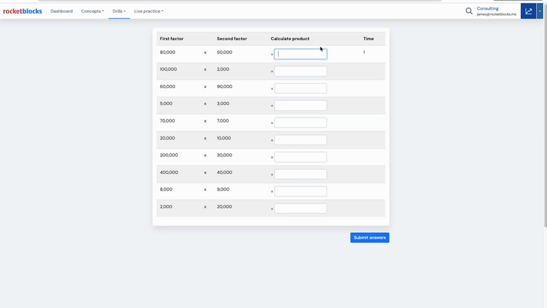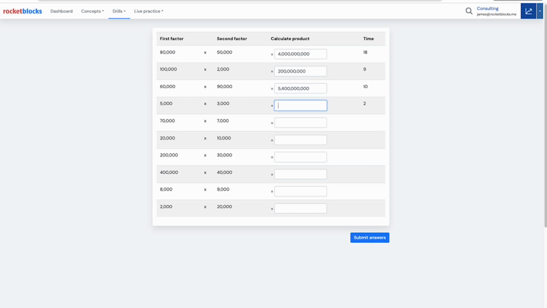I'll do this first set using the zeros method and see how I can do for accuracy and time. So using zeros, I'm going to say, for example, there's 4 zeros on the left and 4 zeros on the right. So 8 times 5 is 40, plus the 4 zeros on the left and the 4 zeros on the right. This is 4 billion, quite a large number. 1 times 2 is 2, plus 5 zeros on the left and 3 on the right is 8. That is 200 million. 60,000 times 90,000, that's 6 times 9 is 54, with 4 zeros on the left and 4 on the right.